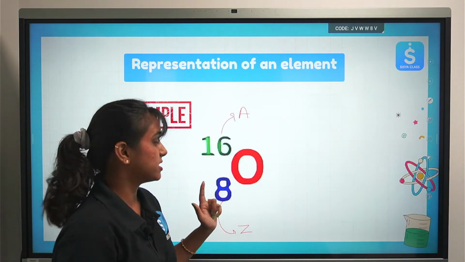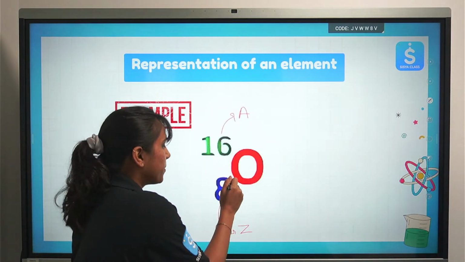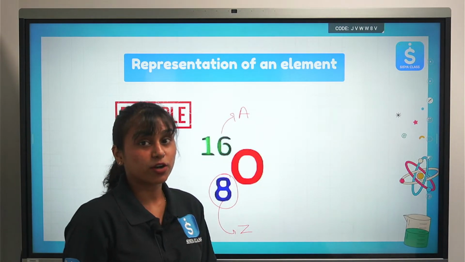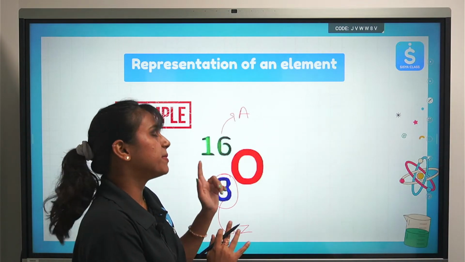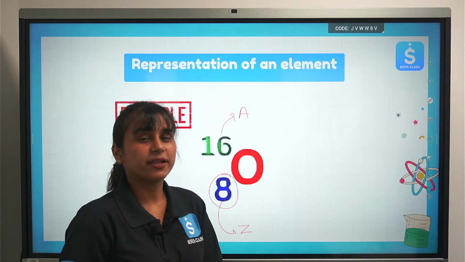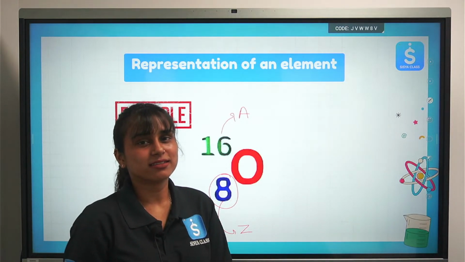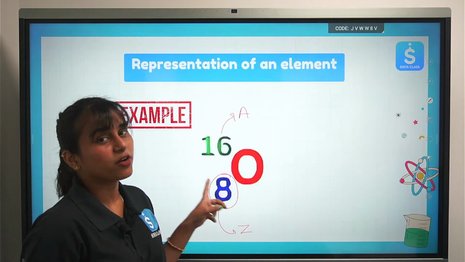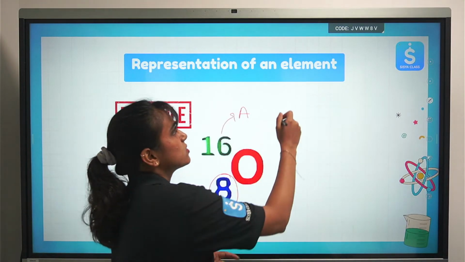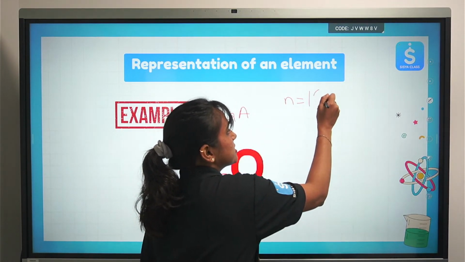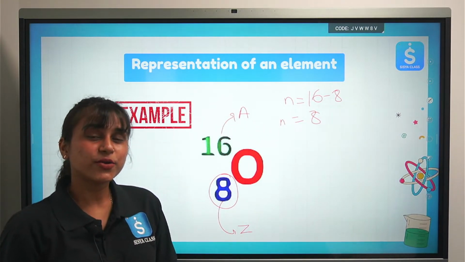Atomic number of oxygen is 8 and the mass number is 16. Can you tell me what the atomic number is? Number of protons. Yes, the number of protons is 8. Now can you tell me how many neutrons are present in an oxygen atom? What do you think? Do the math. This is the number of protons and this is the number of protons plus neutrons. So the number of neutrons will be 16 minus 8, that is 8. Do you agree with me?